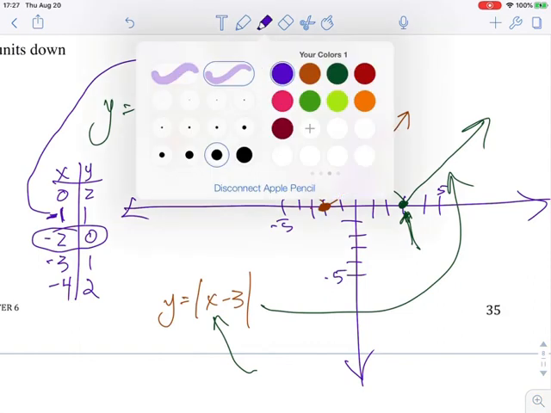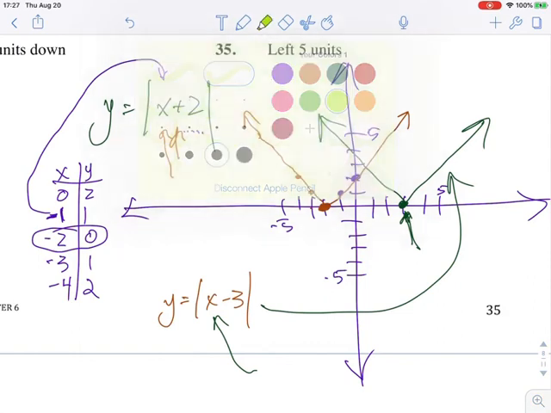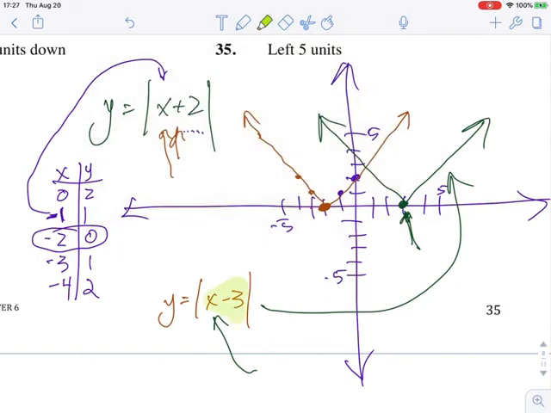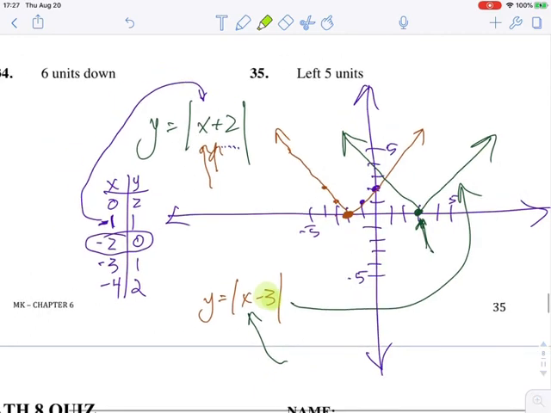It is the opposite of this guy. Okay, 3 units. That's -3, so we need to go 3 units to the right.